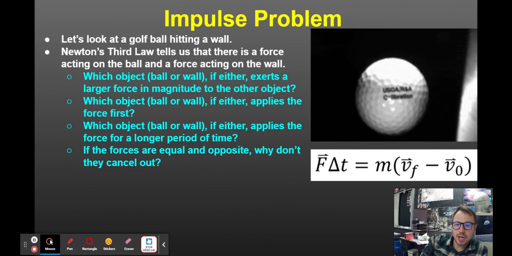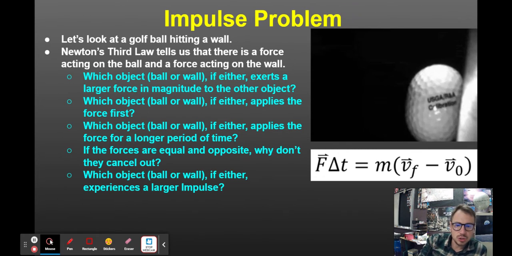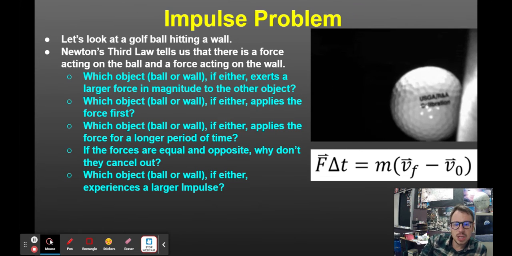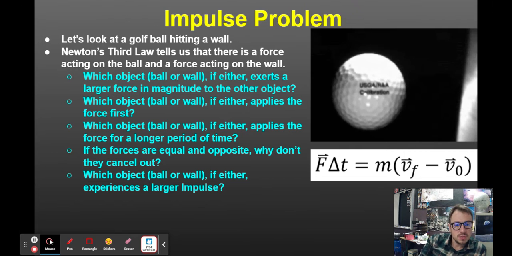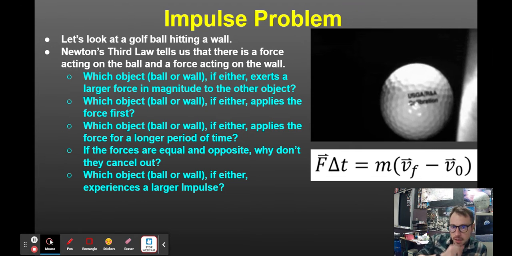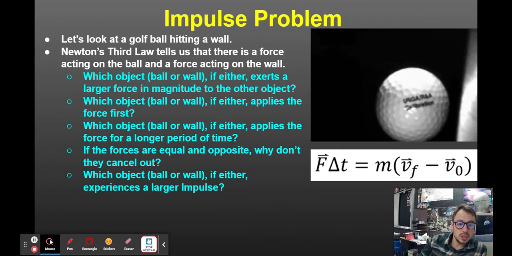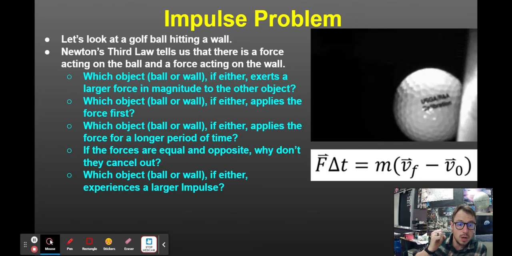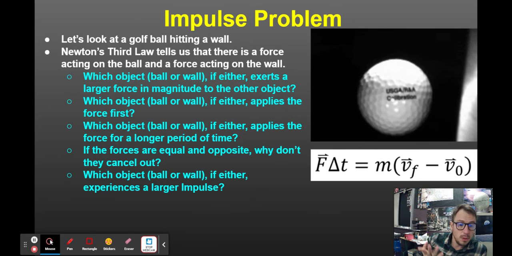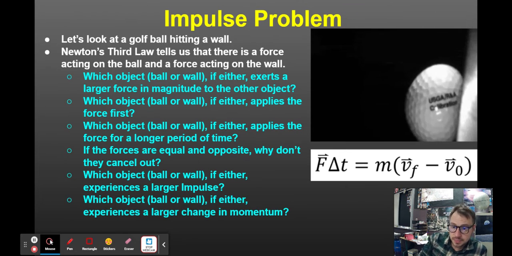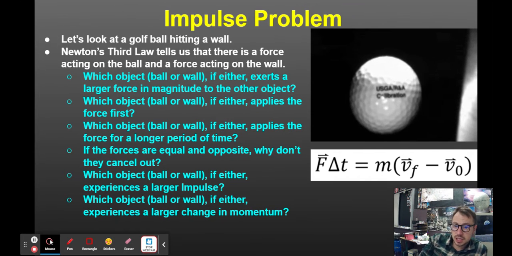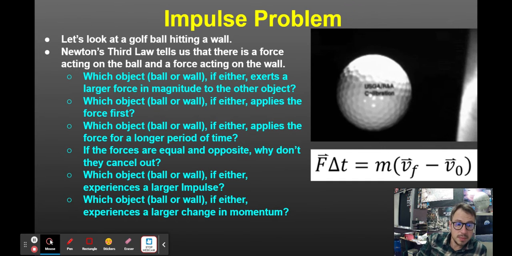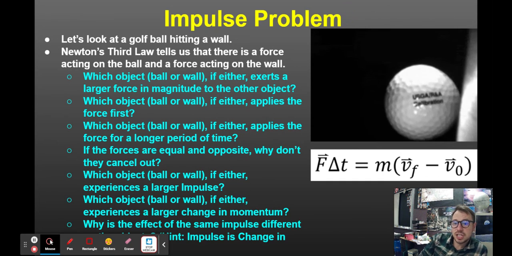Now, if these forces are equal and opposite, why don't they cancel out? They act on two different objects. Now, this one's kind of tricky here, right? Which object, if either, experiences a larger impulse? Well, impulse is force times the time that that force is applied. So we've already established that the forces are equal, and we've already established that the time interval that they're applied is equal. So if the forces and the time interval are equal, then the impulse must be equal, because that's how you calculate impulse. And this next question says, which object experiences a larger change in momentum? Well, if the impulses are the same, then the change in momentum must be the same, because the definition for impulse is change in momentum.